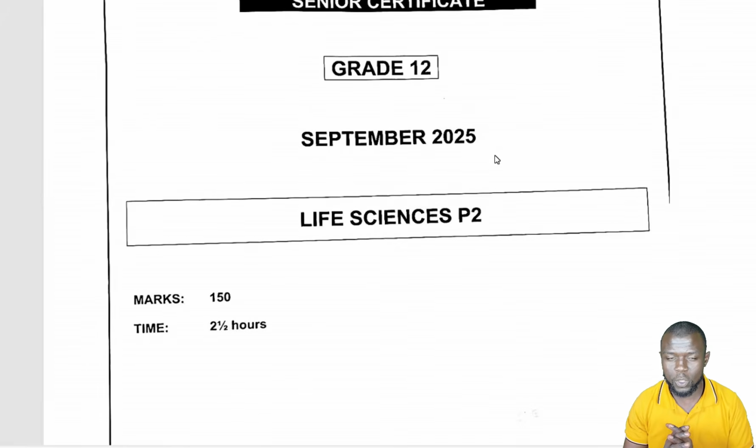upcoming papers. Also, especially for those provinces which have not written, we can use it for final exams, and we can also use it for any exam as long as it has Paper 2. Anyway, let's start without wasting time.